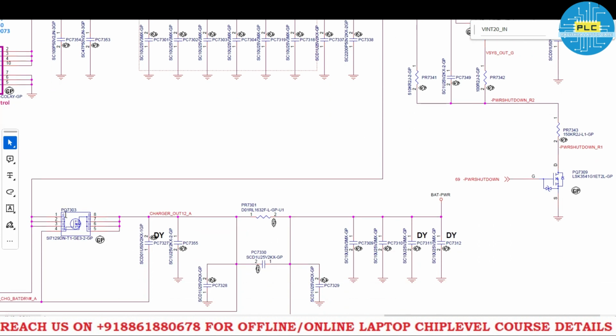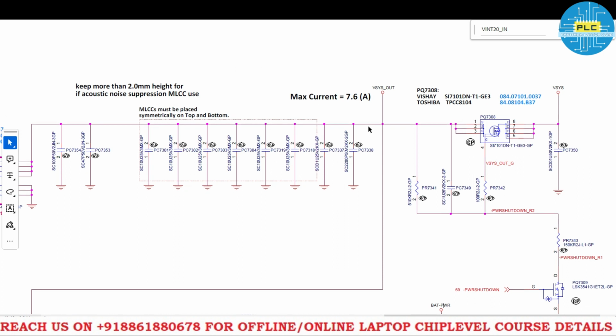So this one is connected to a P channel MOSFET. After this P channel MOSFET, it is connected to the battery. So finally, once this MOSFET switches on, this particular battery will work, it will charge. Only when this P channel is in the on position will this battery charge. Otherwise, if it is off, then the battery condition will be off. Only AC mode will work. Okay, this is a basic function.